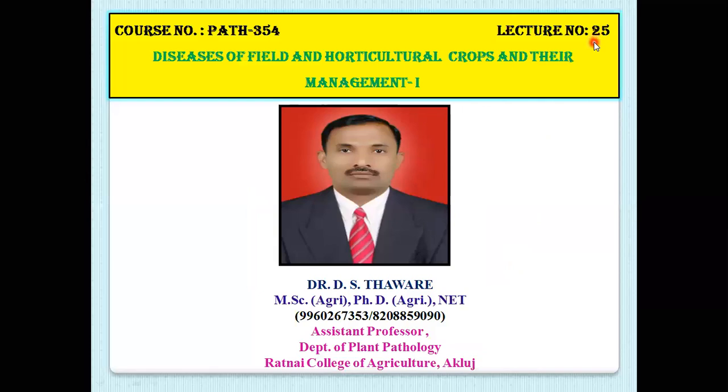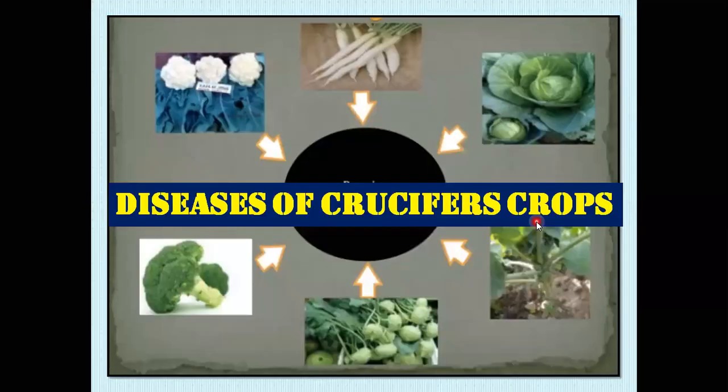Welcome to the 25th lecture of course number Path 354, Diseases of the Field and Horticultural Crops and their Management. In today's lecture, we discuss the diseases of the cruciferous crops. The cruciferous crops include cabbage, cauliflower, knol khol, and broccoli.